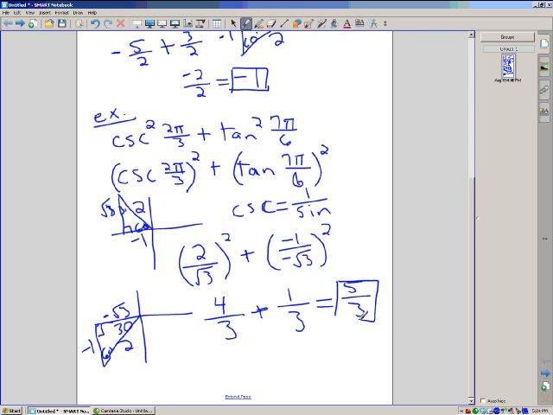And that should be enough for you to start tomorrow's lesson. We're going to have a worksheet over more exact values, and really the only difference is we're going to have those coefficients and maybe some exponents.